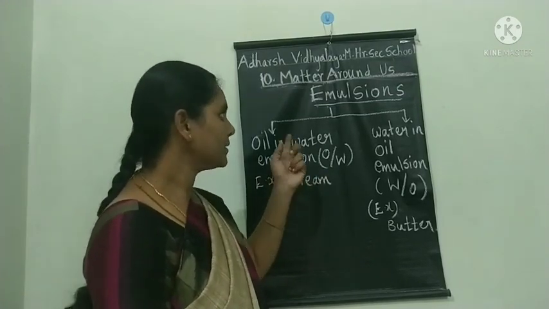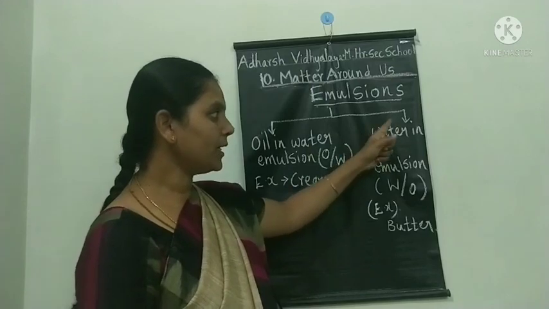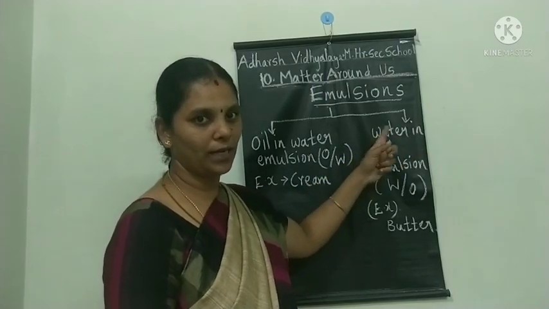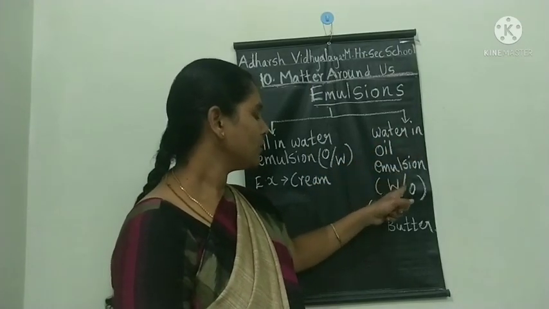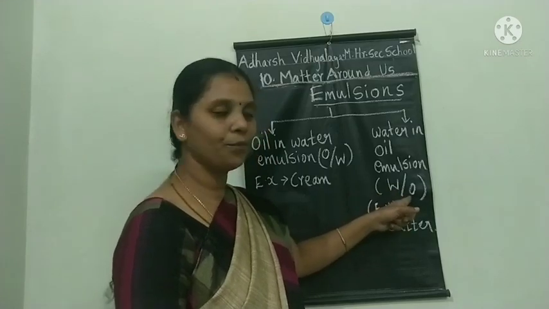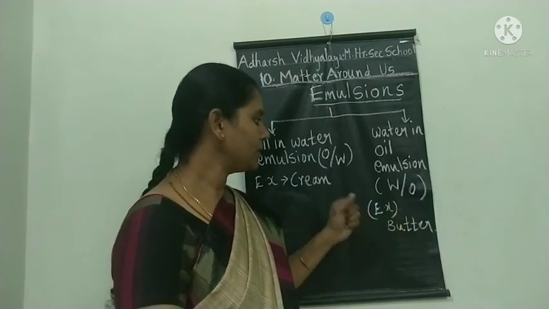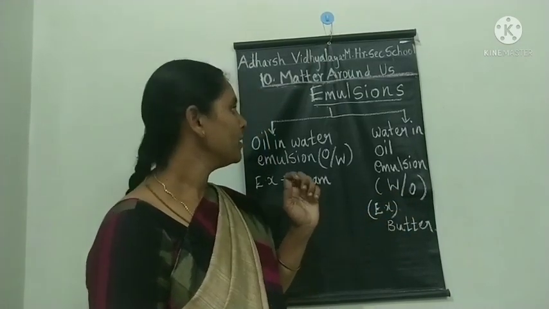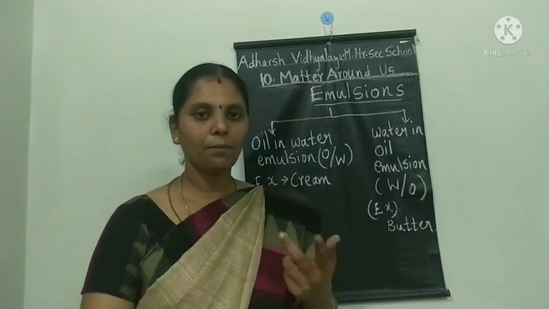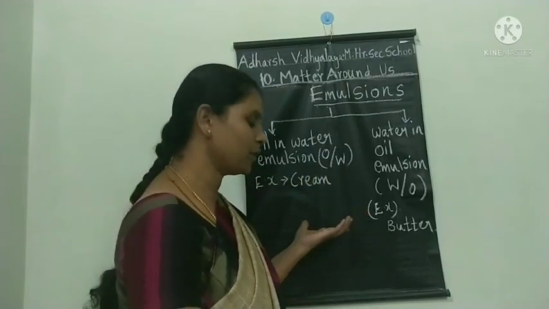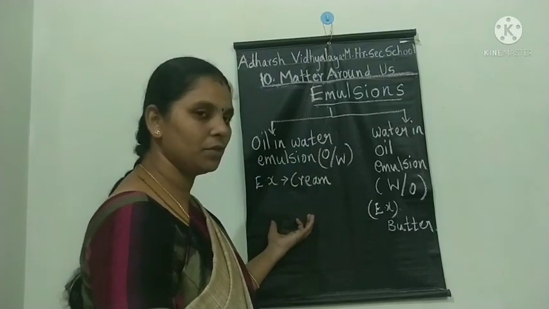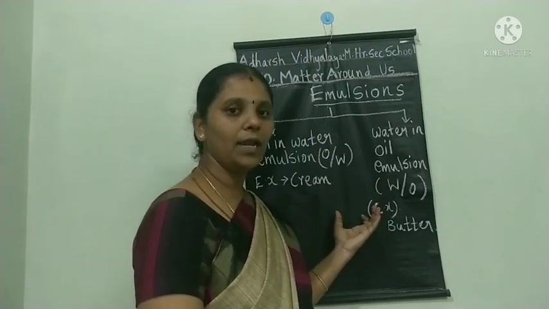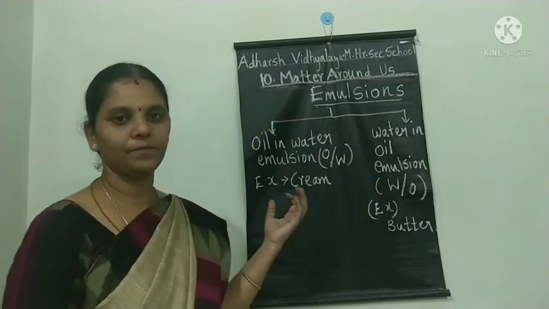The next type of emulsion is the water in oil emulsion, indicated by W/O. An example is butter. So when two liquids combine, they form two different types of emulsions: oil in water emulsion and water in oil emulsion.